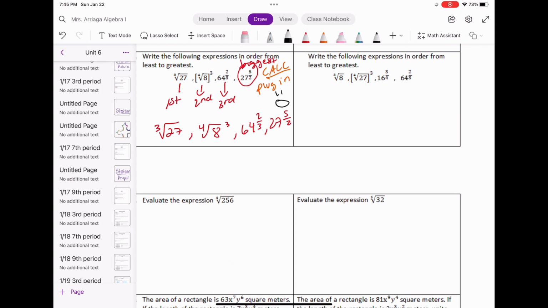Try doing the same with 4B. Plug them in, see which ones go first, pause the video, and then come back to check.